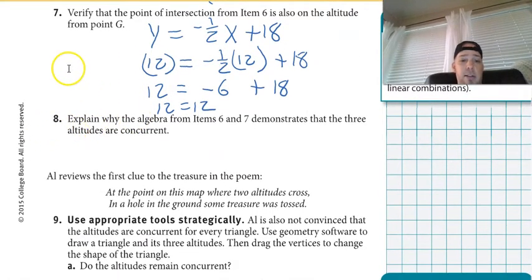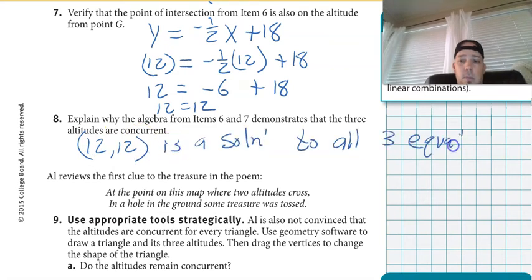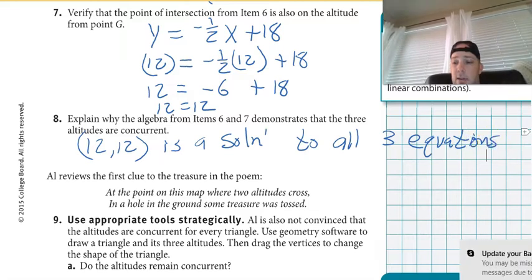Number 8: explain why the algebra from items 6 and 7 demonstrates that the three altitudes are concurrent. Because (12, 12) is a solution to all three. So that point is concurrent on all three lines. So it is concurrent there.